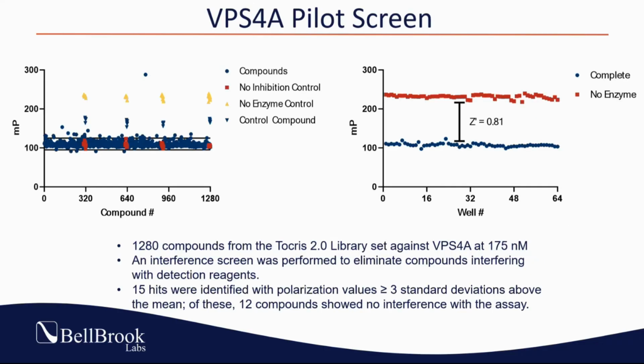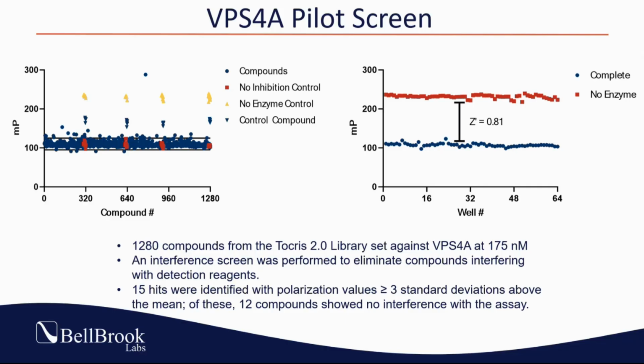Okay, so given those extra pieces of information, we found the Km for ATP, we found our working enzyme concentration that we want to use. We then proceeded to identify potential inhibitors for VPS4A. So we started with the TOCRIS 2.0 library, which is a screen of more than 1,000 compounds that are known biologicals. And we identified from within this set 15 likely hits.